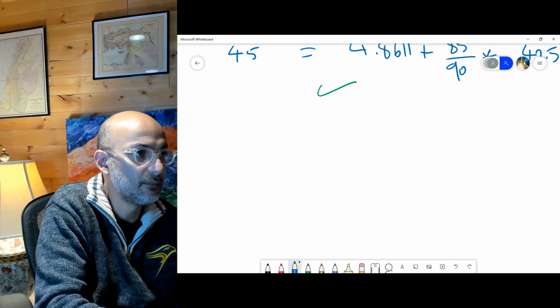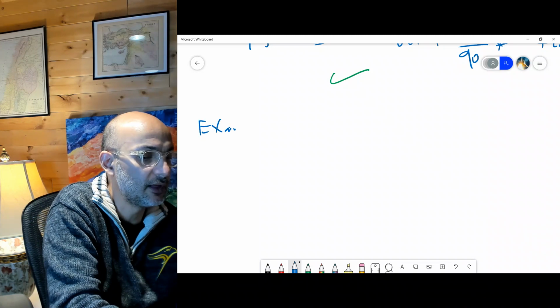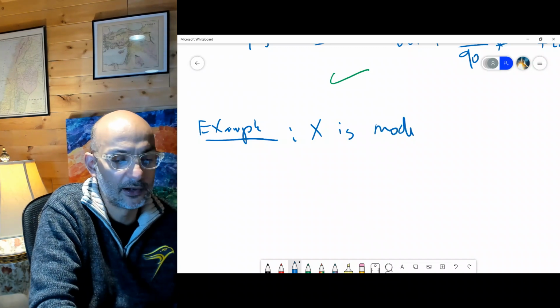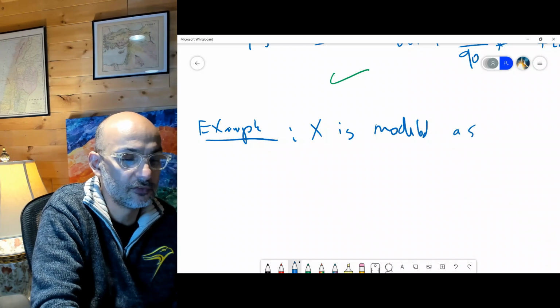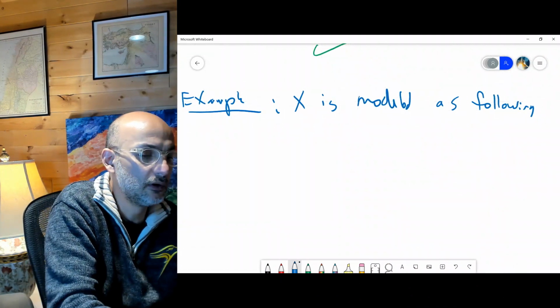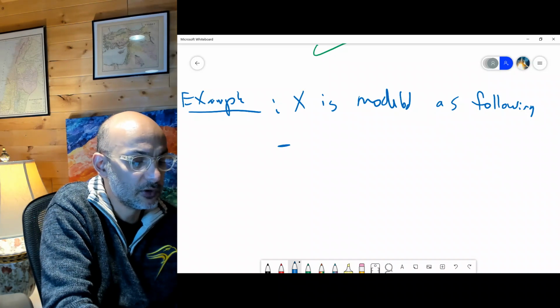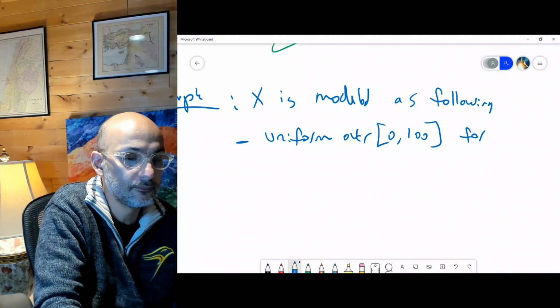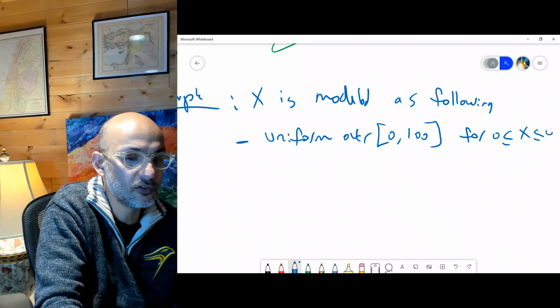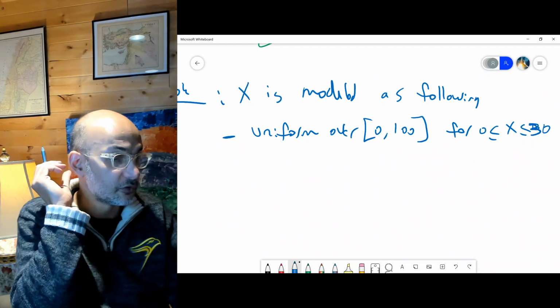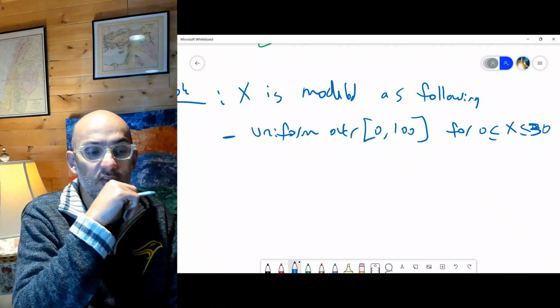Let me tell you, on this relationship, this was an actuarial exam question from one of the years. So let's take x modeled. What is x? It's the lifetime random variable, modeled as follows. It's a very good question. So x is modeled as uniform over 0 and 100. For the first 30 years, x is uniform.